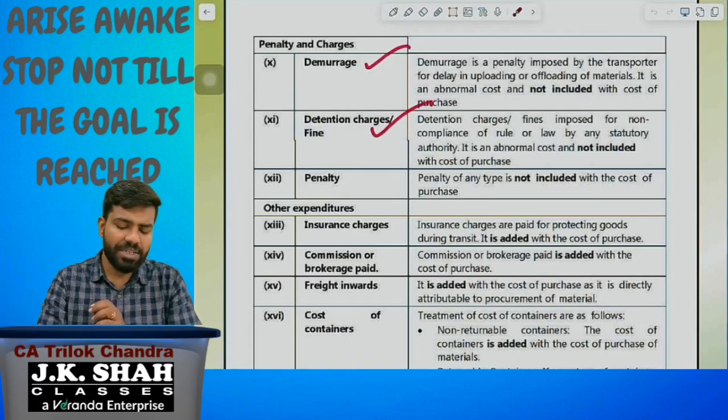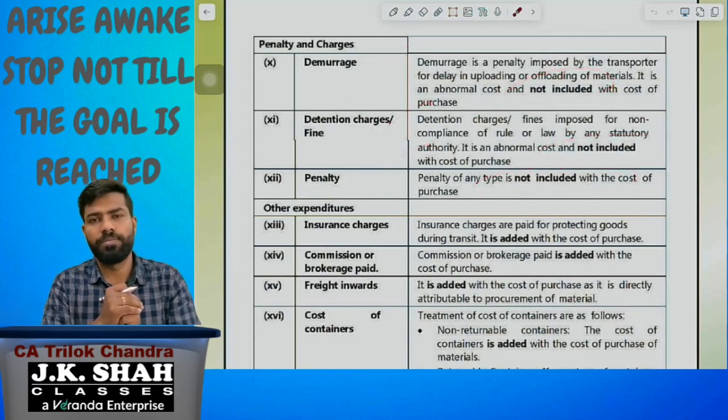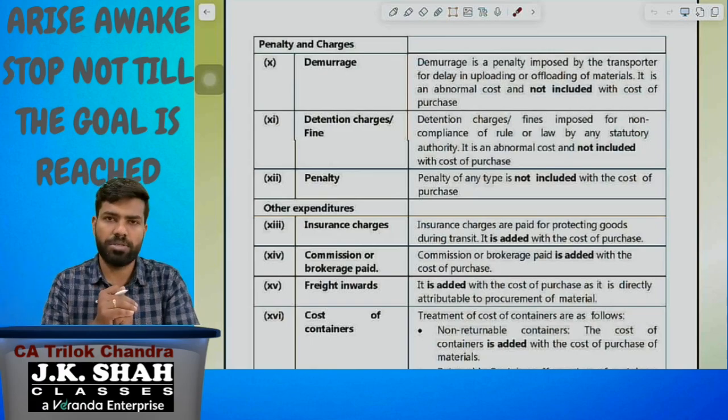Demurrage charges, detention charges, penalty, all these things are not included. All these things will be transferred to the P&L account. They will not form part of the material cost.